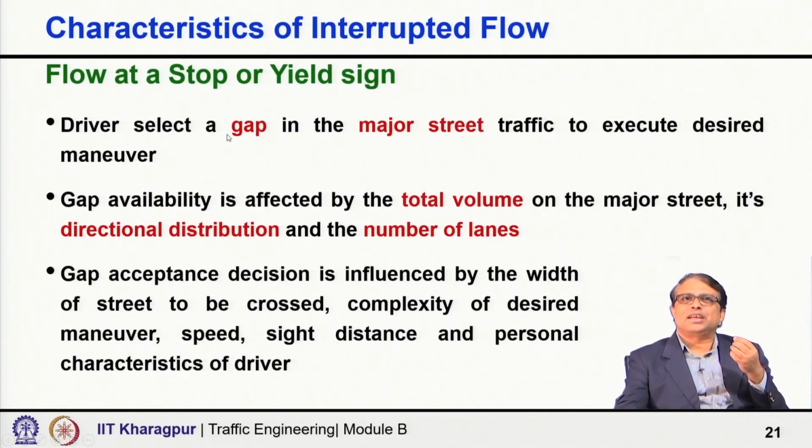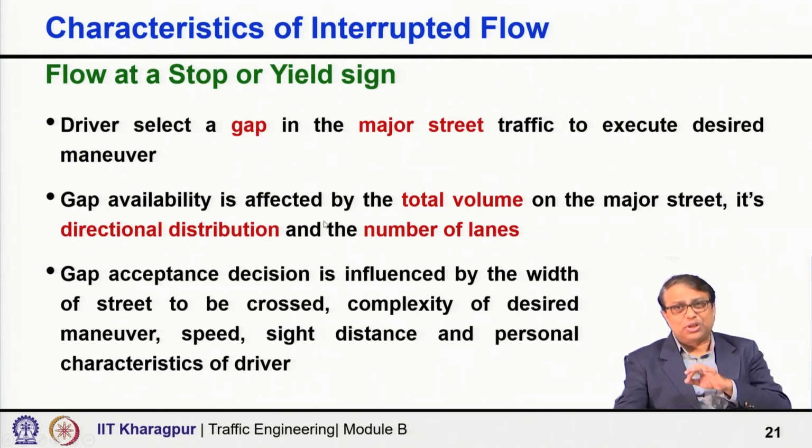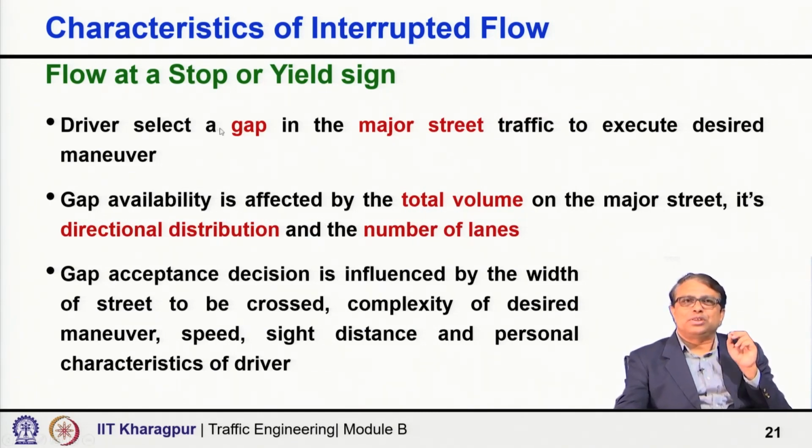Now, drivers select gaps at a stop or yield sign. A stop sign means you have to stop, yield means the priority is for the other movement. If you are approaching from a minor road and you get a yield sign, you have to slow down and you can only do the maneuver when there is an adequate and safe gap. And if it is a stop sign, you must stop, then look for the opportunity and do the maneuver when you get a suitable gap. So, drivers select a gap in the major street traffic to execute the desired maneuver.